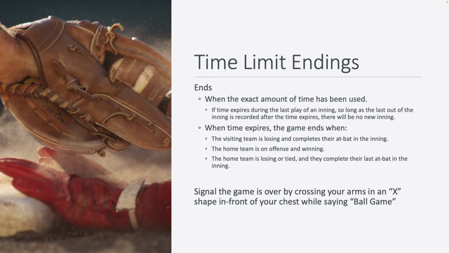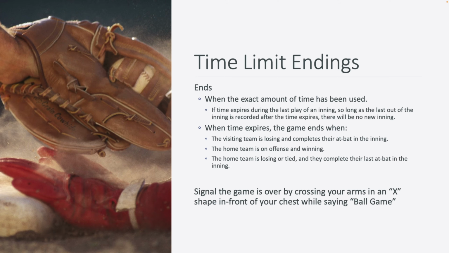Now, once time expires, there's 3 ways the game can end. The first is that the visiting team is losing and completes their at-bat in the inning. So if the visiting team is trailing and they're batting, they get to complete their at-bat to see if they can tie or take the lead. Once the visiting team's at-bat ends and they're still trailing, then the game is over.